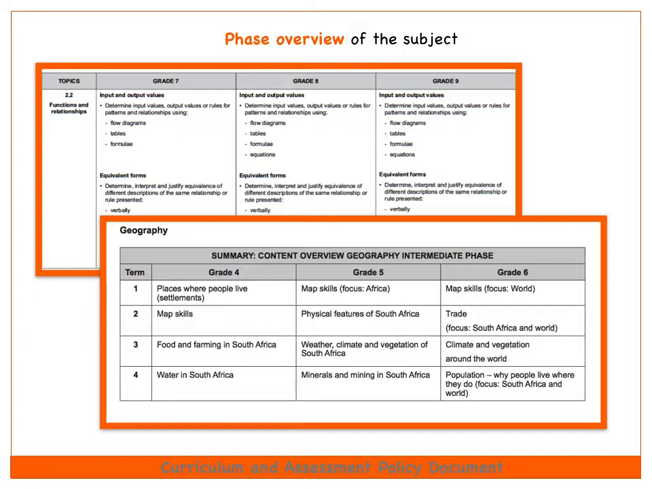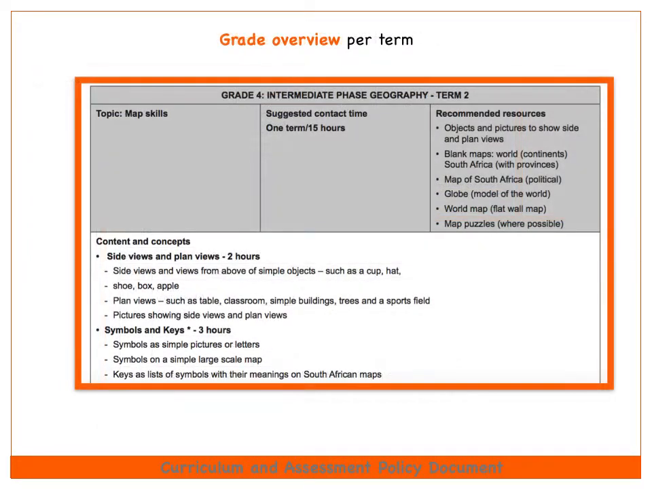So if you teach in grade 8, you can have a look and see what have they done in grade 7 and what will they be doing next year in grade 9. There's also a grade overview per term, so you get the content and concepts for the entire term and what's going to be taught there. This is also quite nice as a checklist because you can go back and check, have you covered everything for the term?